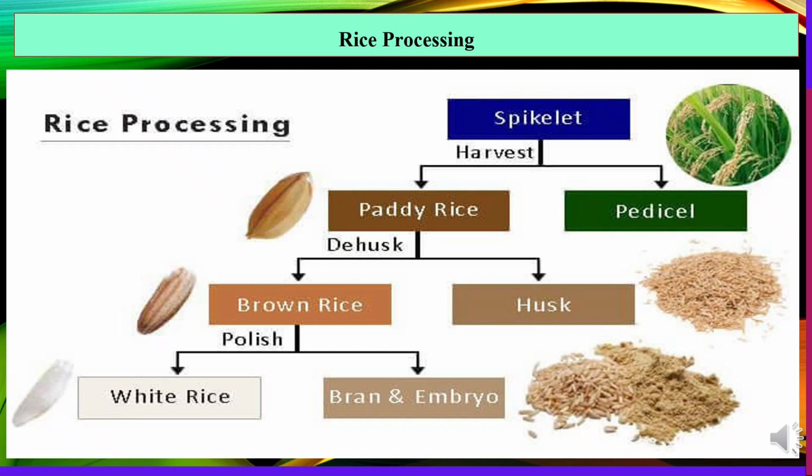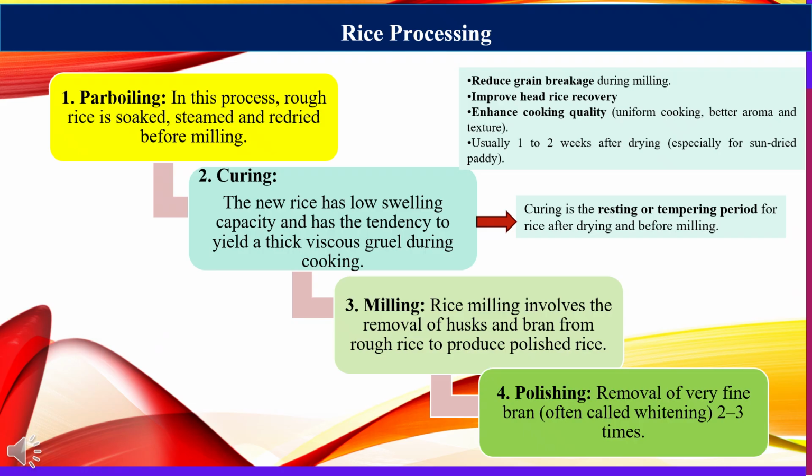Byproducts of polishing are bran and embryo, which are used for animal feed, rice bran oil extraction, or as nutritional supplements. White rice. The final polished product, commonly consumed, with a longer shelf life but lower fiber and micronutrient content compared to brown rice.